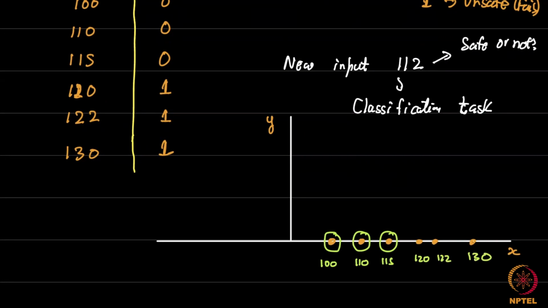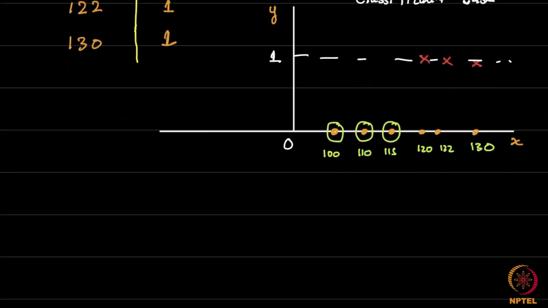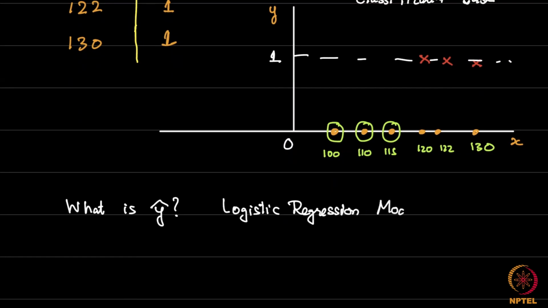And this was unsafe here. So I'll draw this with a red cross. So this is 0, 0, 0. And at this point, I have 1. Now, our modeling task is to find out Y hat which will fit this data. In that sense, this is like a regression task, which is why it is called logistic regression model. You will see this in some detail just shortly.